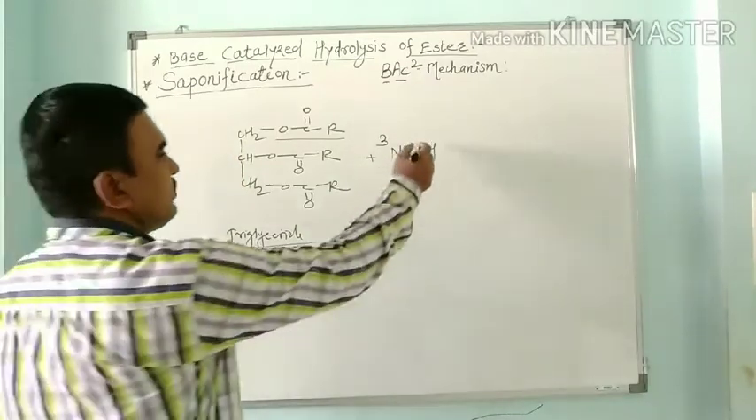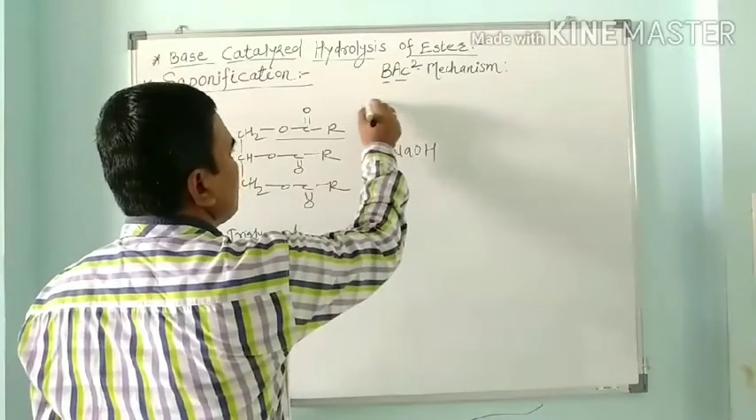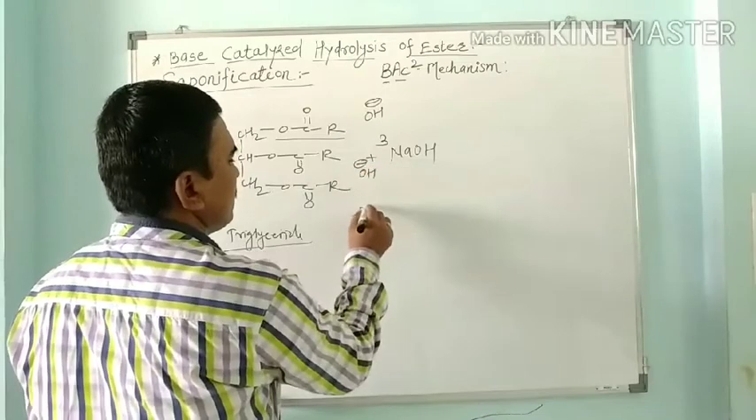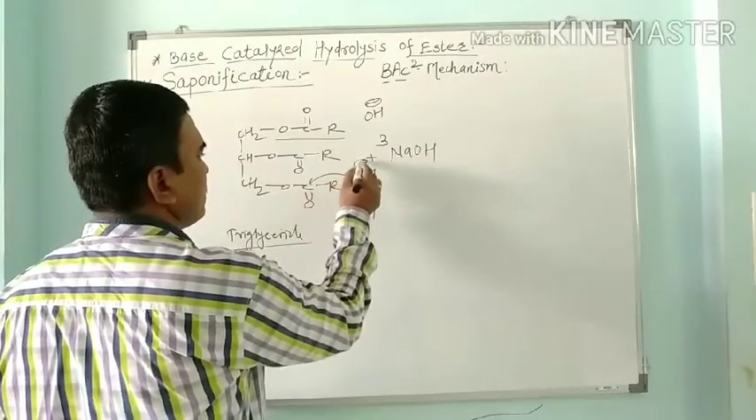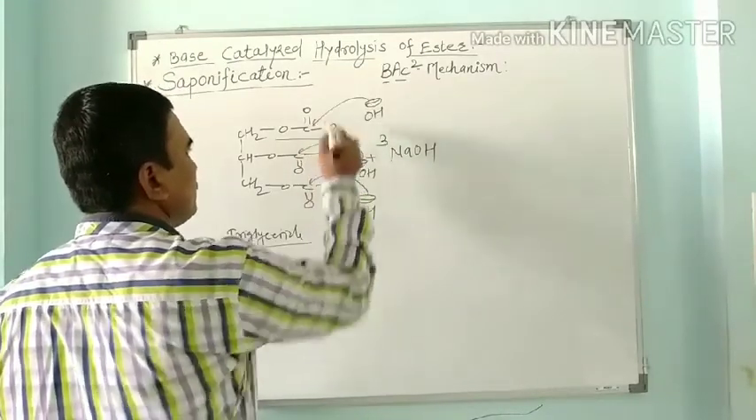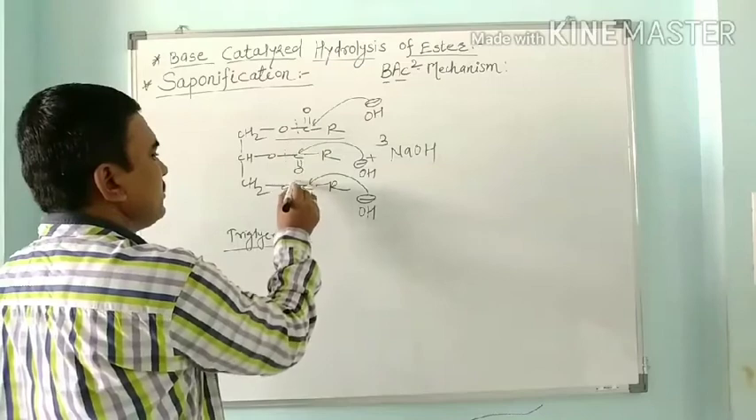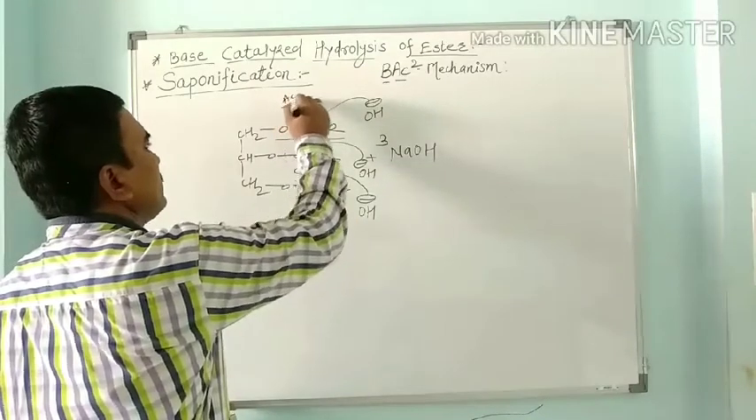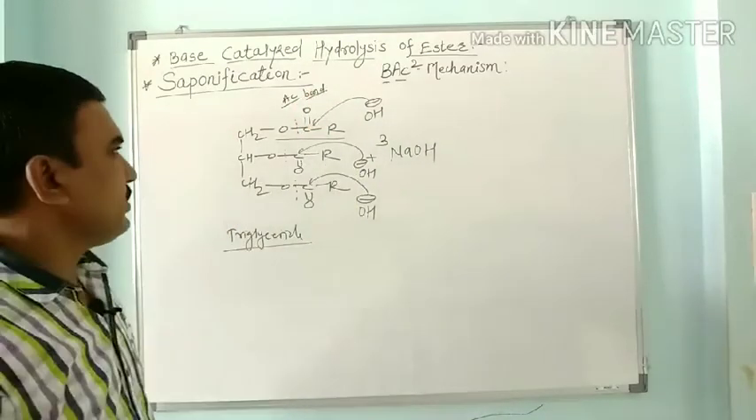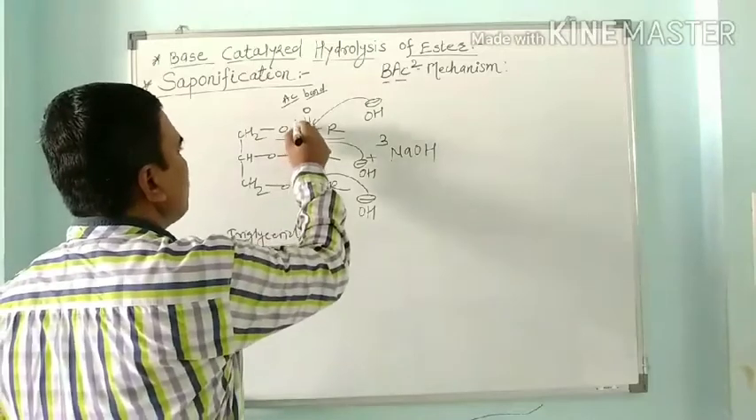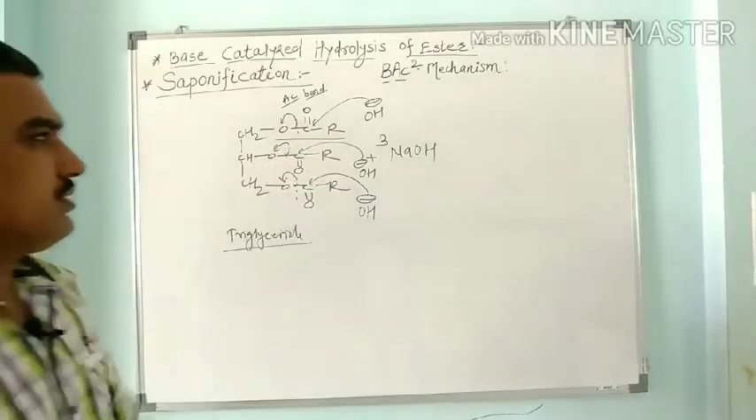Now OH minus ion attacks here, OH minus ion attacks here, OH minus ion attacks here. So these 3 OH minus nucleophiles attack on this carbon, this carbon, and this carbon, and this AC bond, that is the acyl oxygen bond, is going to cleave or break during this reaction. So we get this bond shifted here, this bond shifted here, this bond shifted here.